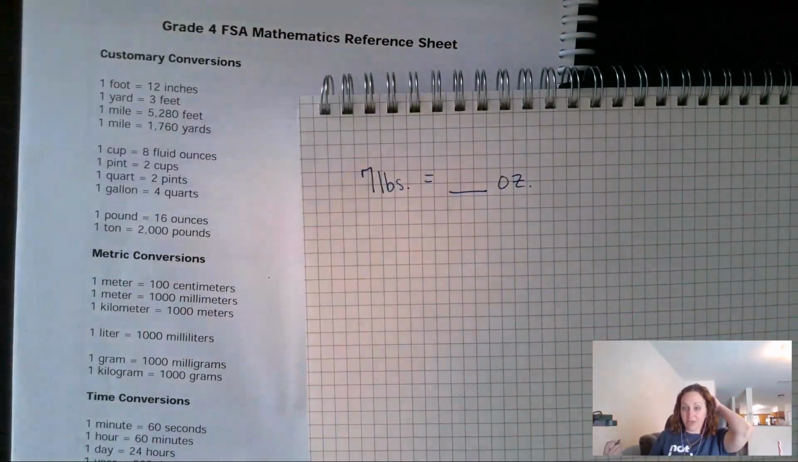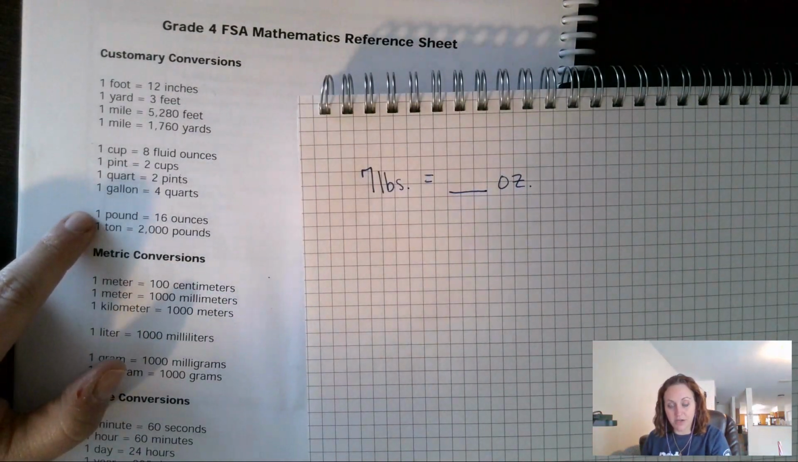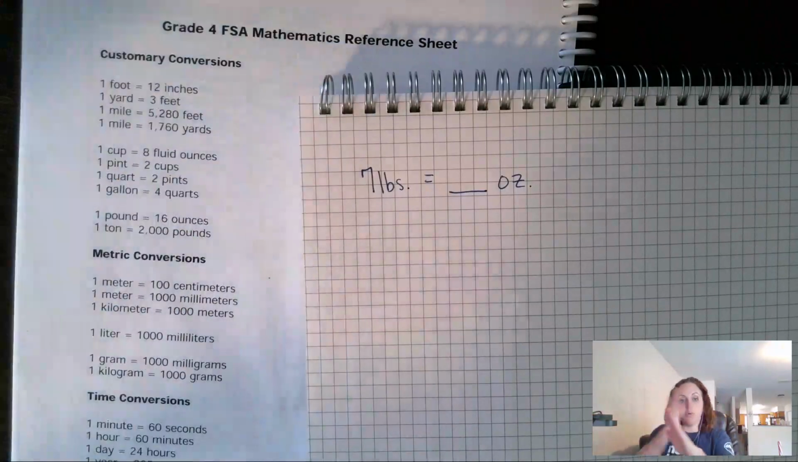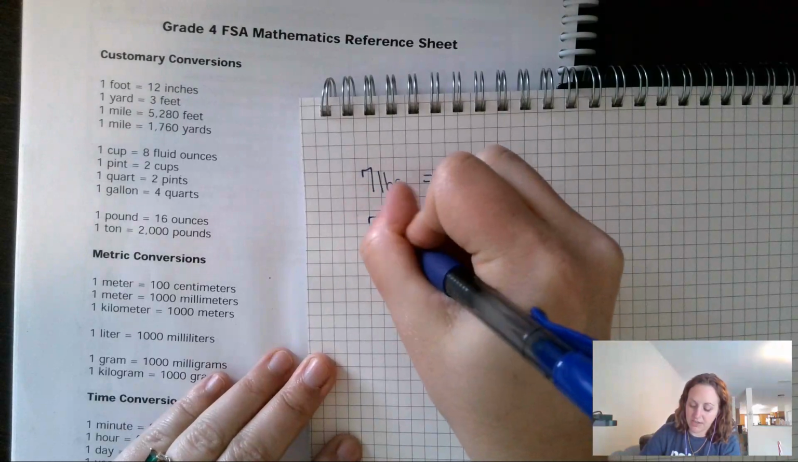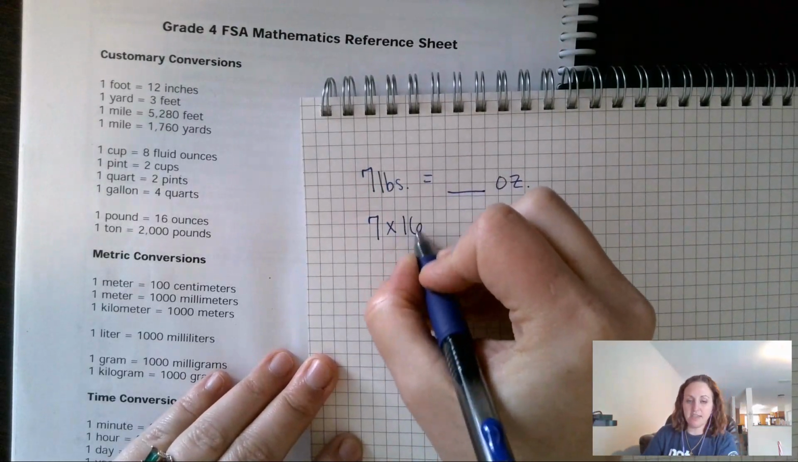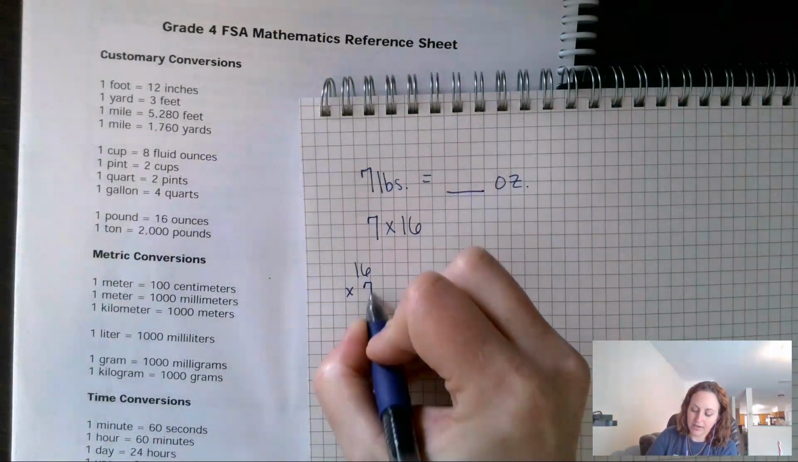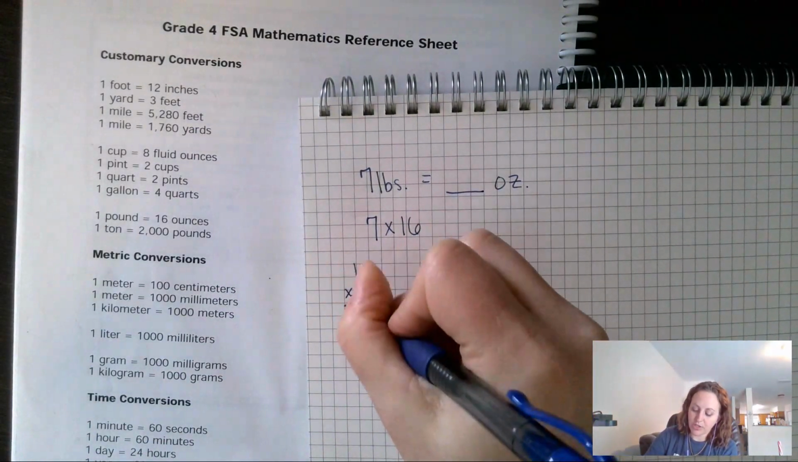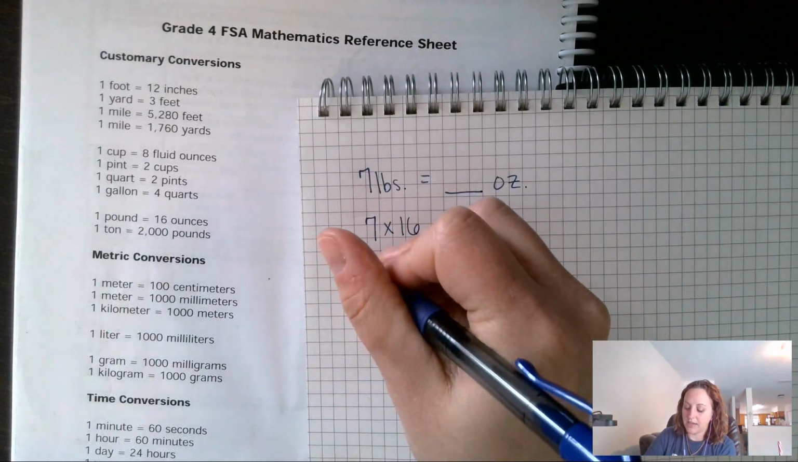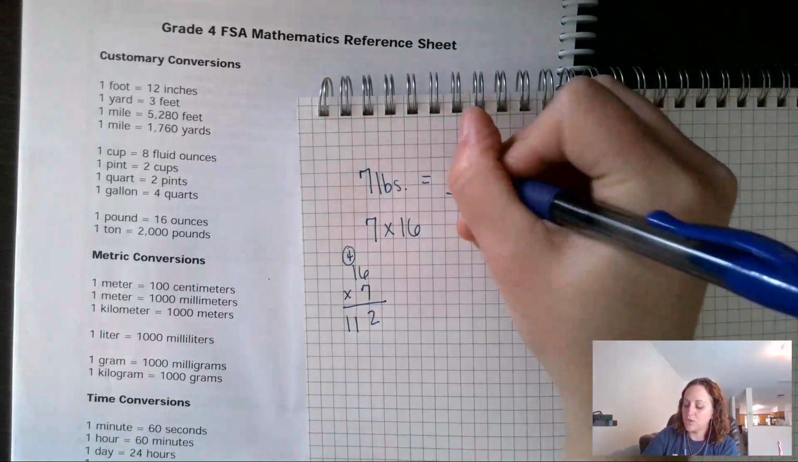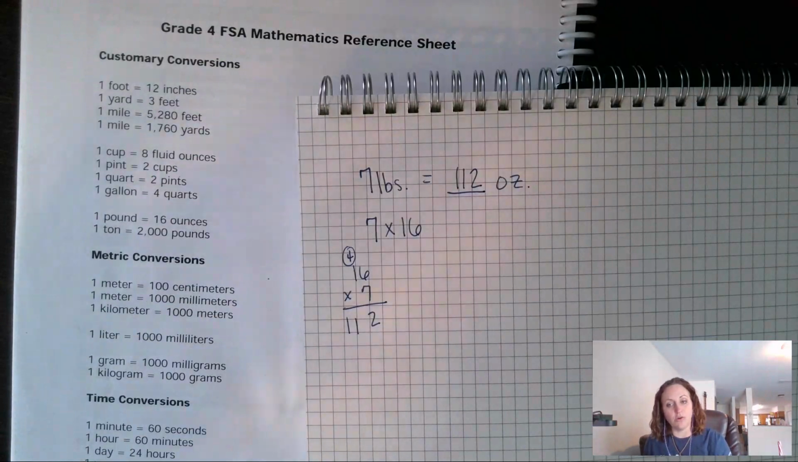Okay? If I'm looking at that, so I'm going from a bigger unit, remember the left is bigger, to a smaller unit, I'm going to multiply. All right, so I'm going to do 7 times 16 to figure out the ounces. So I'm going to stack this and multiply that real quick. 6 times 7 is 42, regroup my 4. 7 times 1 is 7, 8, 9, 10, 11. So that would be 112 ounces. 7 pounds is 112 ounces.